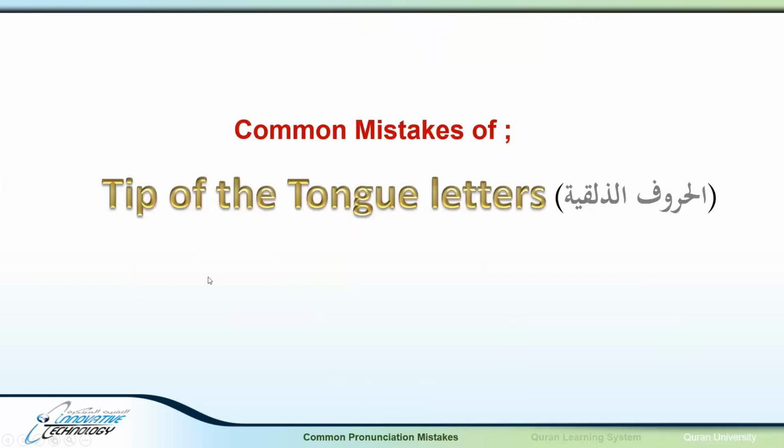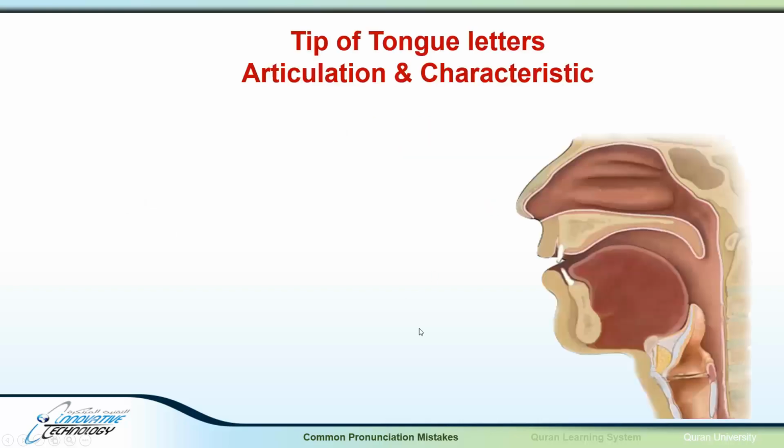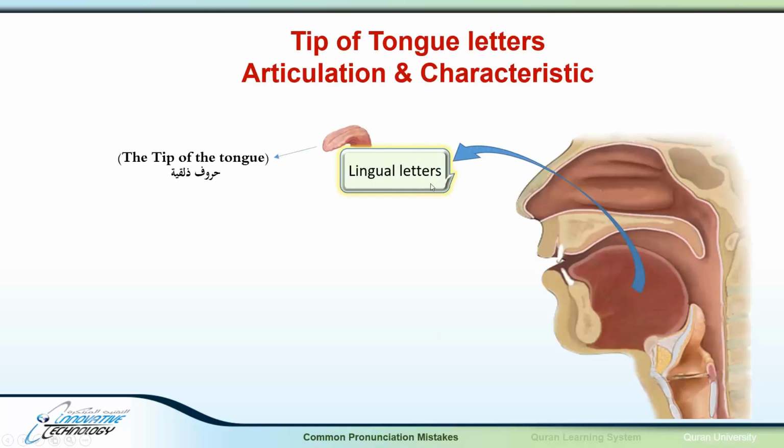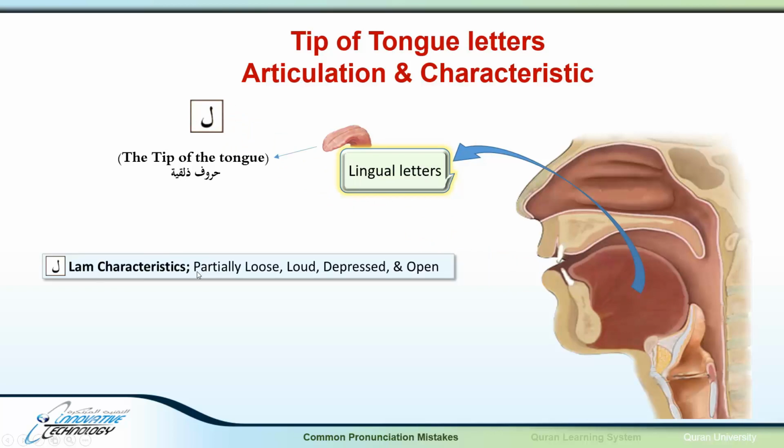عرضتم. We'll proceed now with the common mistakes of the tip of the tongue letters, al-huruf al-dhalqiyya. Those letters are a group of the lingual letters, and they are articulated between the tip of the tongue and the nearby area. First is lam. The lam is characterized by being partially loose, loud, depressed, and open.